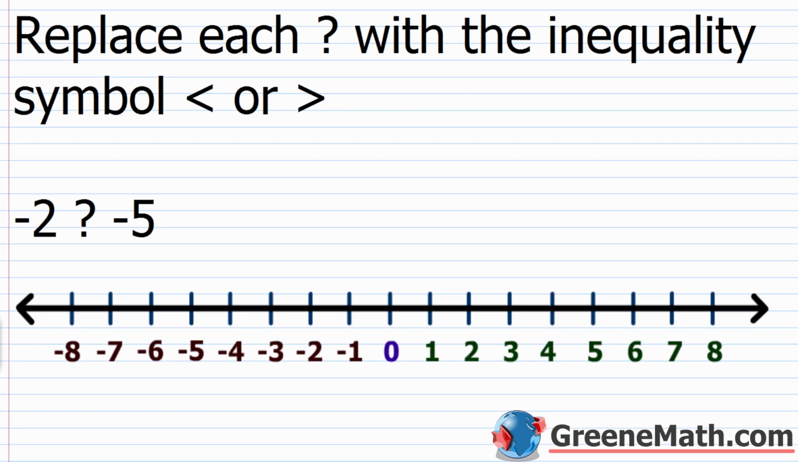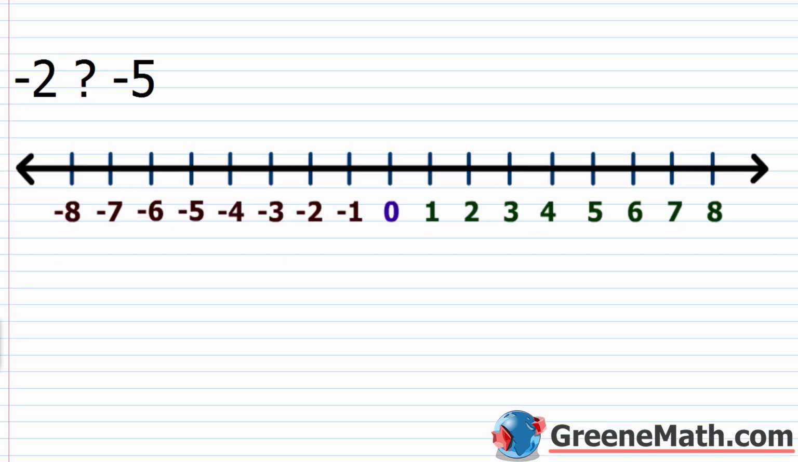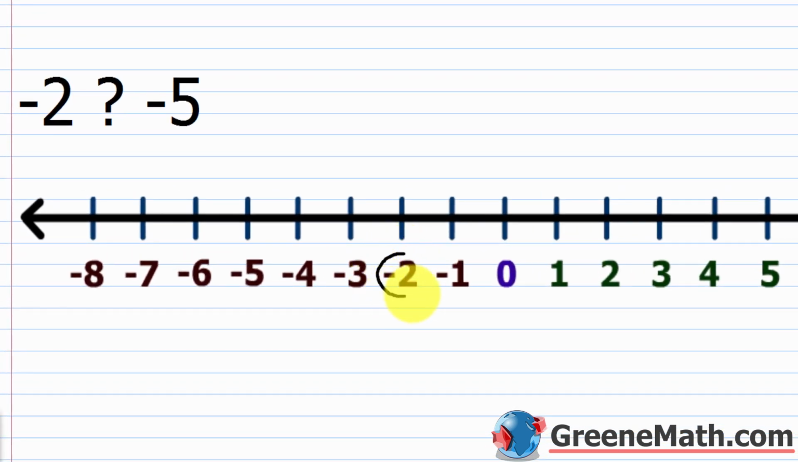All right, let's look at a quick exercise here. We want to replace each question mark with the inequality symbol less than or greater than. So we're going to start out with negative 2 question mark negative 5. What's the relationship between these two numbers? Negative 2 is here on the number line. Negative 5 is here. Again, negative 5 is to the left of negative 2, so it's a smaller number. Remember, I told you that the symbol points to the smaller number.